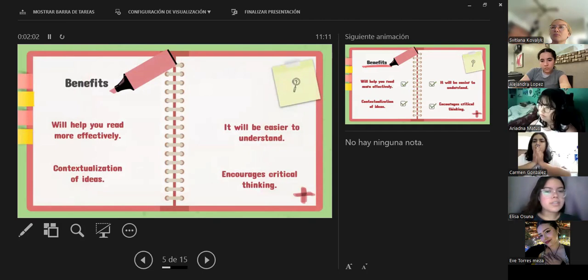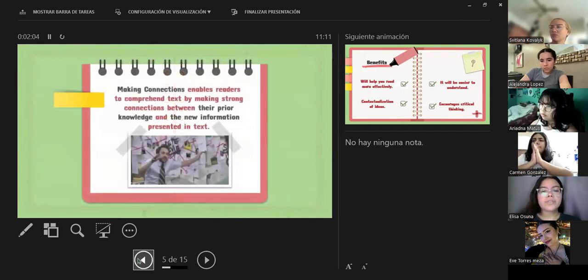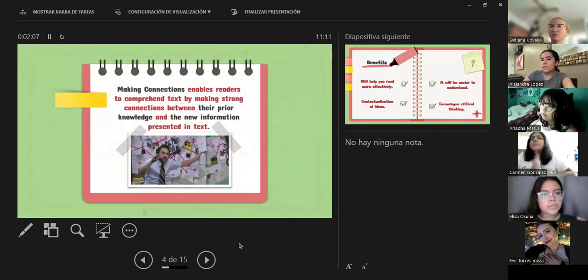Making text connections is a comprehension strategy that helps students make meaning of what they're reading. It requires students to use their background knowledge, which is information that they already know, to understand a new text.